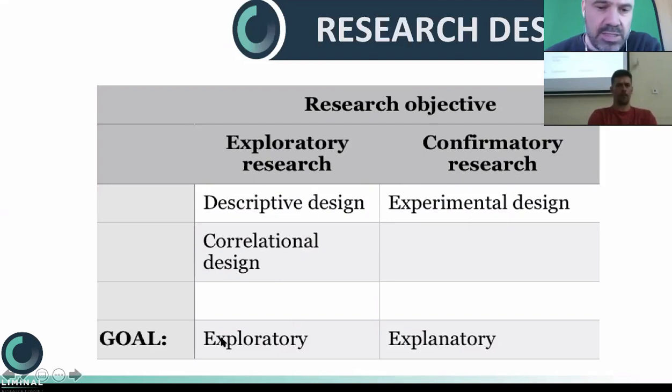Remember I'm talking about quantitative now, so don't get confused between quant and qual for now. For quantitative research, when your goal is exploratory, you follow a descriptive research design, we'll look at that, or you can follow a correlational design. But if it's explanatory in quantitative, you follow an experimental design.